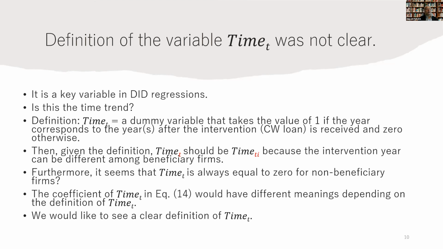And my final comment is just a clarifying question. I couldn't see well the definition of time, and I first thought that time is just a time trend, but in the paper it shows that it's a dummy variable that takes value 1 if the year corresponds to the year after the intervention. So I thought that the subscript of time is not T, but TI, but I'm wondering whether that understanding is true or not. That's just a clarifying question. Okay, thank you very much.